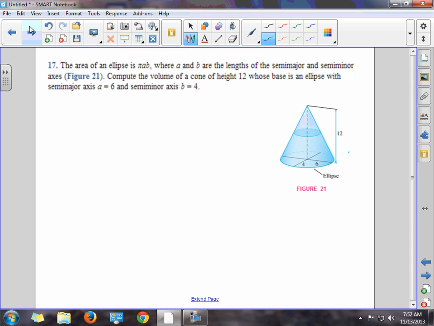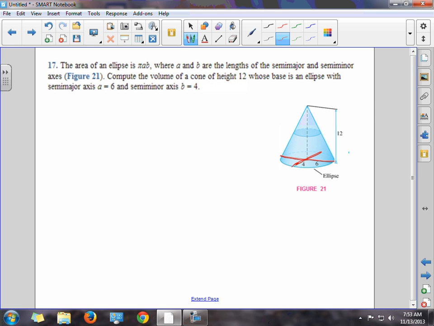So I have one more. This one's a little tricky. We actually are going to need to create two formulas. What they've done is they've given us the formula for the area of an ellipse, which is pi AB. A and B are the lengths of the semi-major and the semi-minor axes. So this would be my semi-major, and then this right here would be my semi-minor. And we want to compute the volume of this cone with a height of 12, whose base is an ellipse. The base has a semi-major axis of 6 and a semi-minor axis of 4.